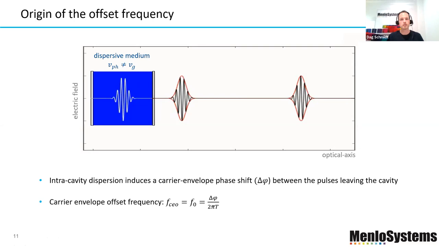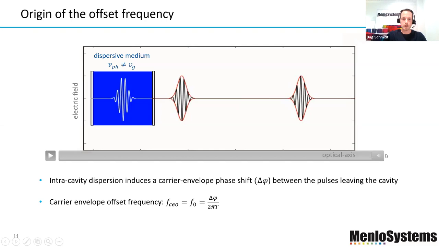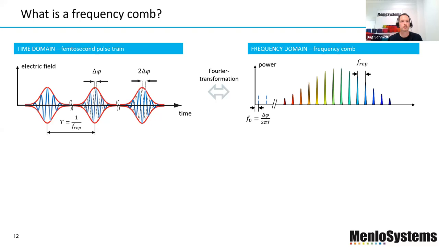All right, and now we have everything we need to summarize what a frequency comb is. So in the time domain, in our case, it's a femtosecond pulse train. And the pulses are separated by a time T, which is the inverse of the repetition rate. From pulse to pulse, there's a phase shift of delta phi. So here we have one delta phi, here we have two delta phi, and so on. And if you have a look at the spectrum of this, this phi leads to an offset frequency here, and the spectral lines are separated by the repetition rate.